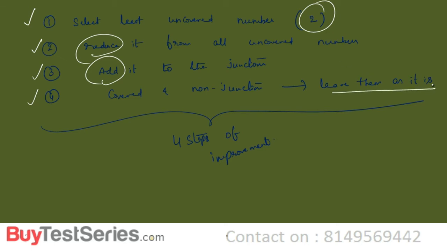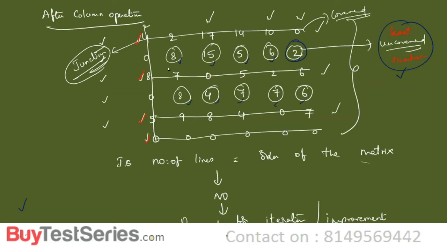So no change. Now come back here. So what you're going to do here, 2 is the least uncovered number. So here it's going to be 8 minus 2, 15 minus 2, 5 minus 2, 6 minus 2, 2 minus 2.